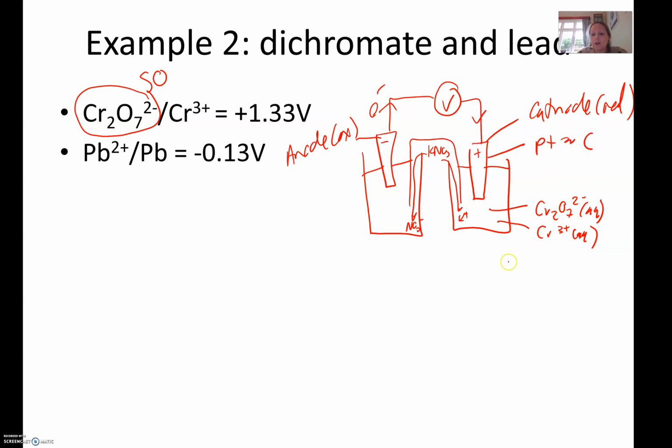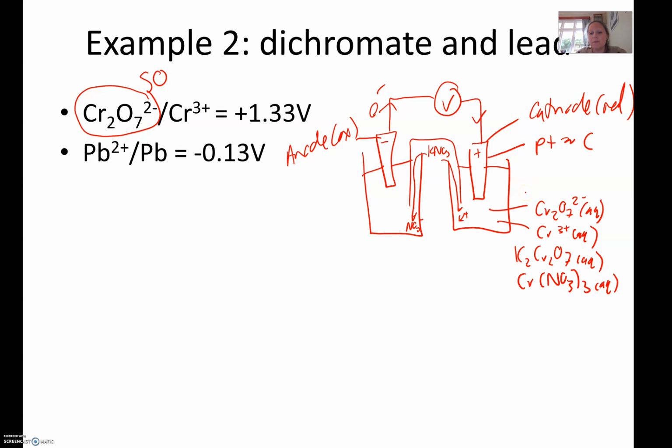We know that neither of those can actually exist like this because they do need to have a spectator ion, so you might have it as K2Cr2O7. 2- needs to be balanced out by the 2 K pluses, and you might have chromium nitrate in there as well. Okay, so that's technically what you should have in there.